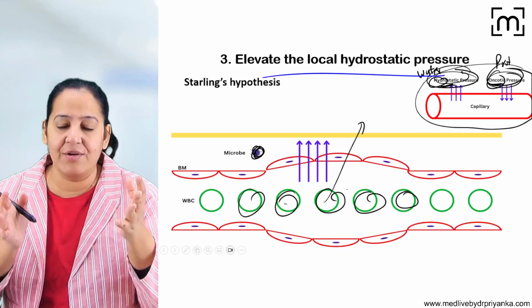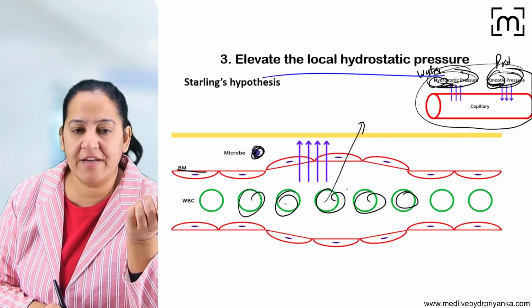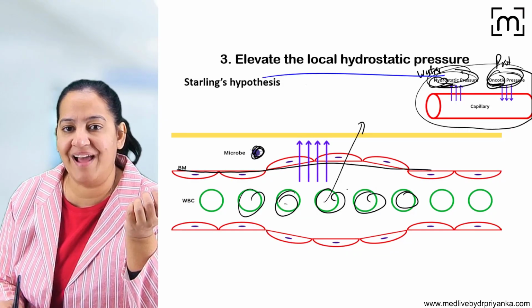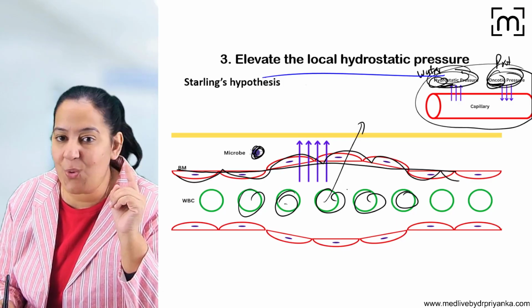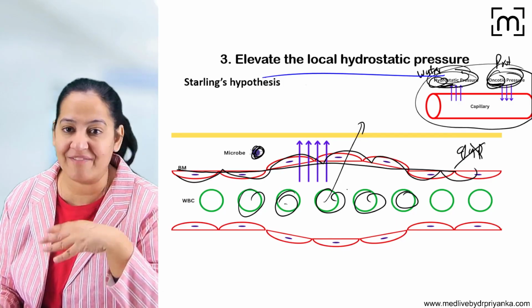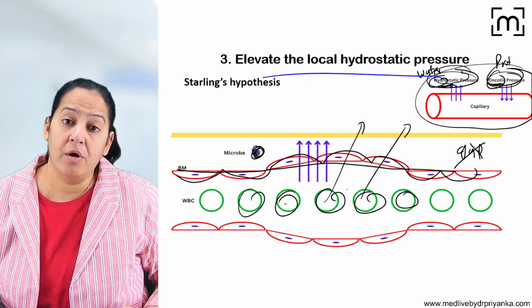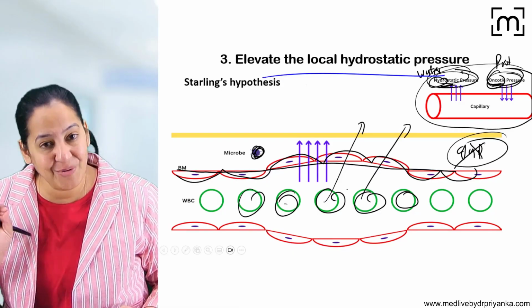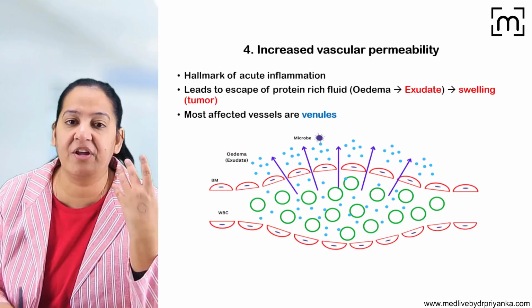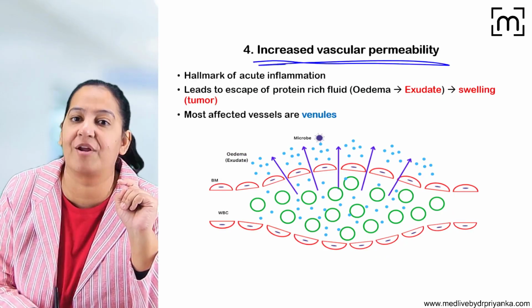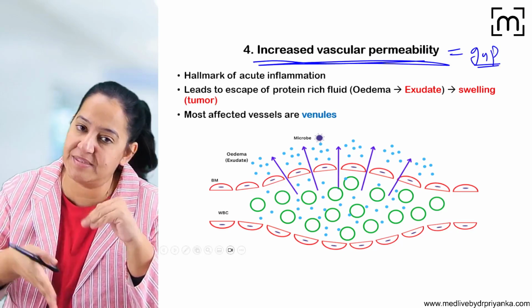A question should arise in your mind that, ma'am, how WBC will go out? You are saying we want to take WBC out, but I can see the endothelial lining is continuous. There is no gap. Normally, we don't have gap in the wall of the capillary. So if there is no gap, how WBC will go out? So create the gap. We have to create the gap. That is step number 4. So step number 4 is creation of gap. Creation of gap is known as increased vascular permeability. We will create the gap so that later on the WBC can come out.